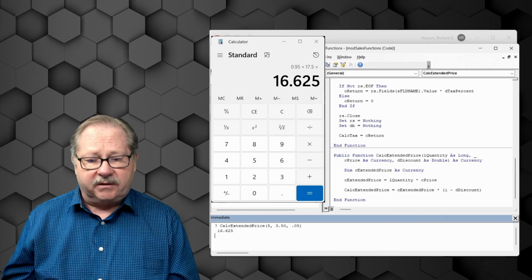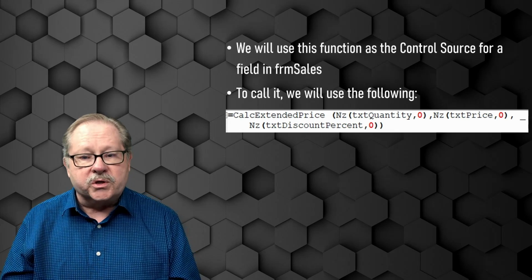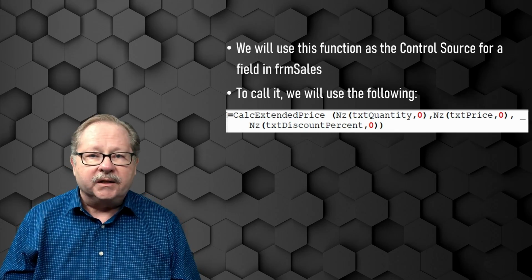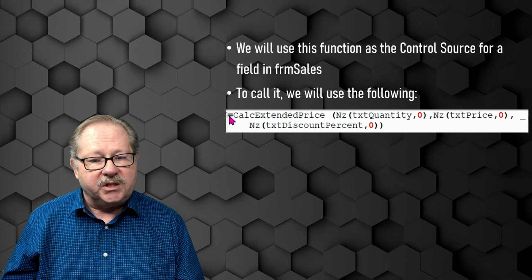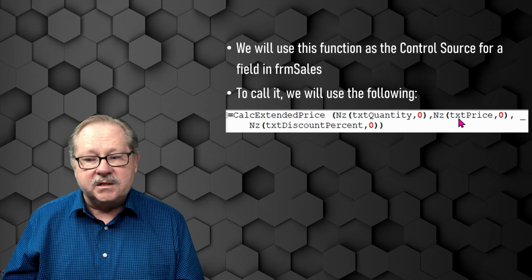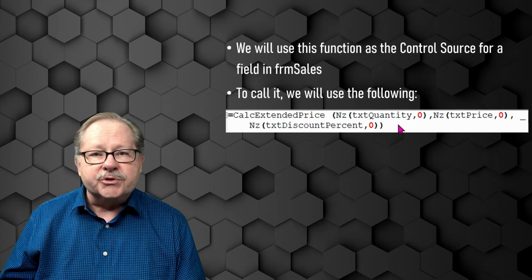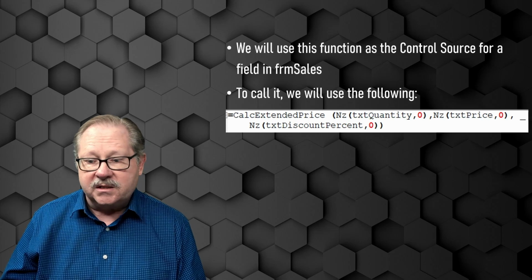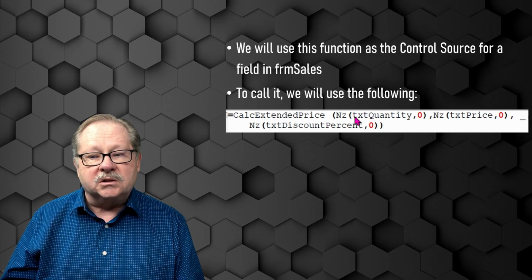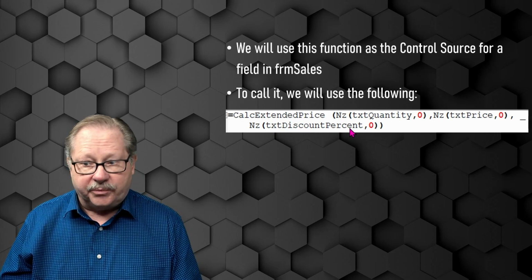Now let's go use that. And so what we'll do is we'll put this function as the control source for a field in form sales. To call it, we're going to use just the equal sign and then the name of the function. Then we're going to pass it the 3 variables, just like we did in the immediate window, only the 3 variables are actually going to come from our form in this case. So the form has a text box called text quantity, text price, and text discount %.